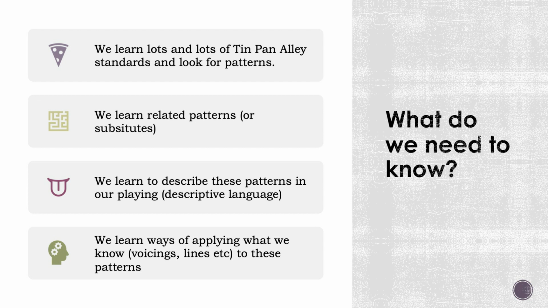Okay, so we learn related patterns or substitutes. So we learn things that can basically be put in over the top of something else or swapped out for something else, or that have the same basic function within the tune. And we learn to describe these patterns in our playing. So what we call descriptive language, for instance, going up and down arpeggios to give a sense of harmony.